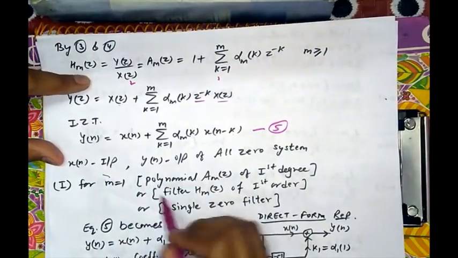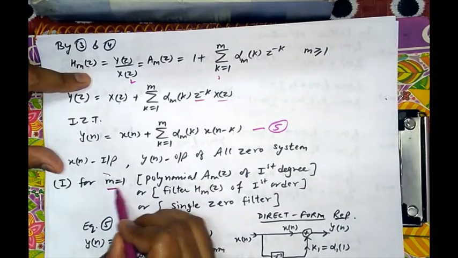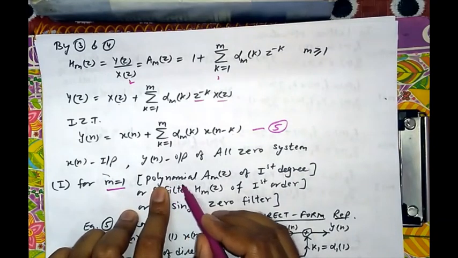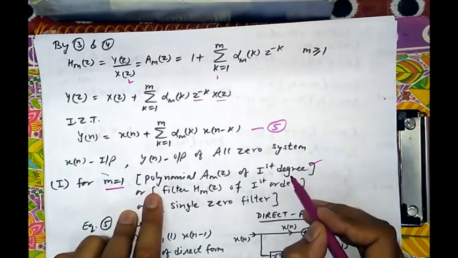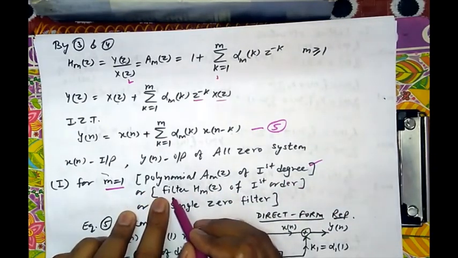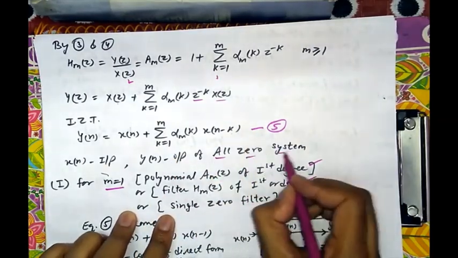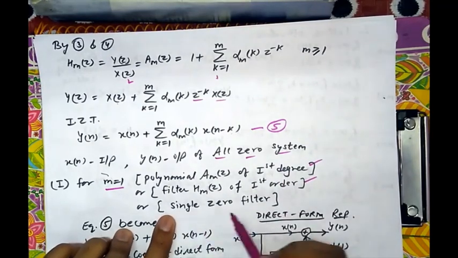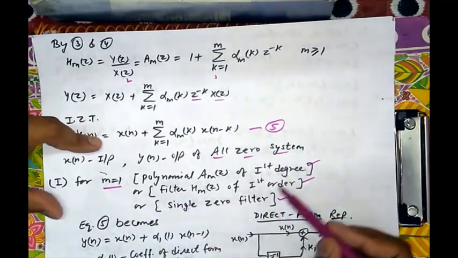Now we will first put m equal to 1, that is, for a first order filter. M equal to 1 signifies three things: the polynomial A_m(z) is of first degree (if m equal to 2, then second degree), the filter H_m(z) is of first order, and because it is an all-zero system, m equal to 1 signifies a single zero (m equal to 2 signifies a double zero). So m equal to 1 is a single zero system, single zero filter. Remember, m equal to 1 has three nomenclatures.